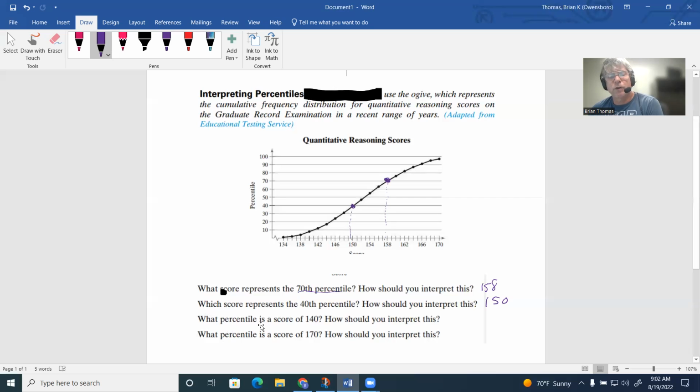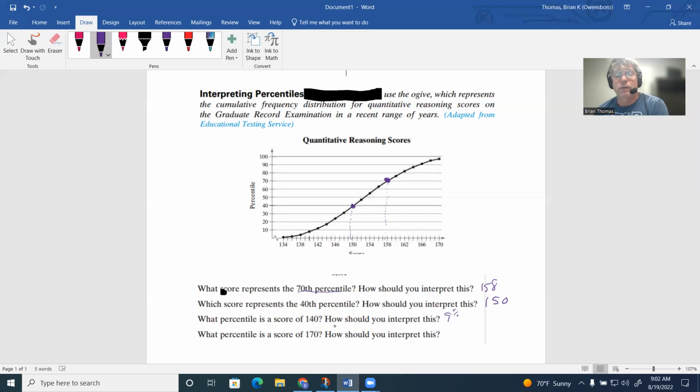What percentile is a score of 140, and how should you interpret this? If I go to the 140, so if this is 142, it looks like 140 would be there. It looks like it's a little bit below 10. I could say like 9%. So if you scored a 140, you would be in the 9th or 10th percentile, which means you only did 9% better than the class. And that means actually 91% of the students did better than you if you scored around 140. So that's not really good.